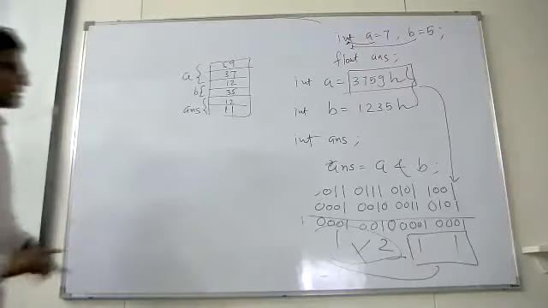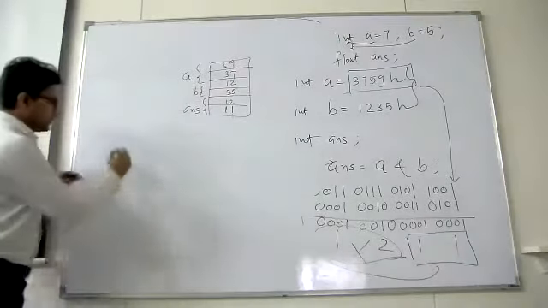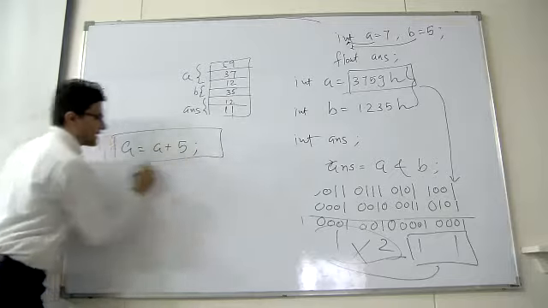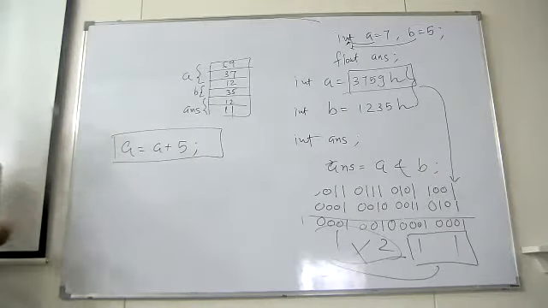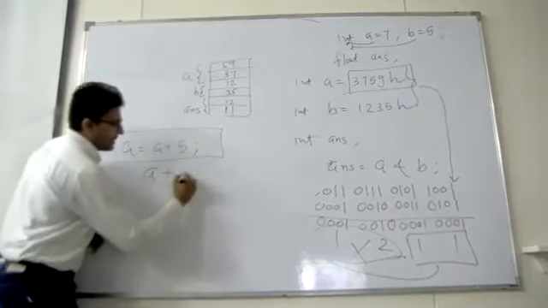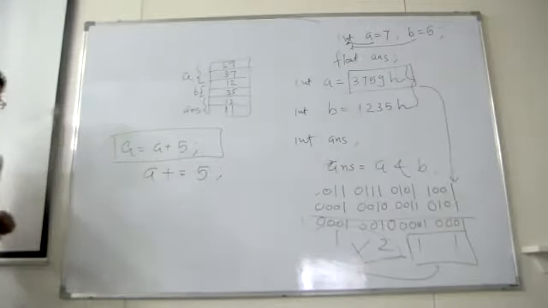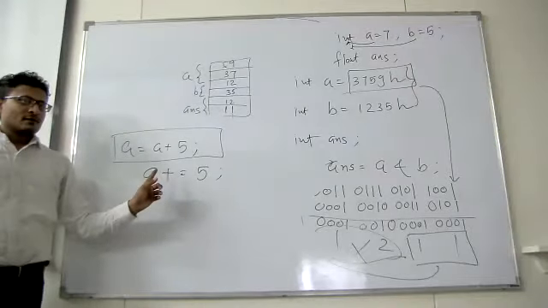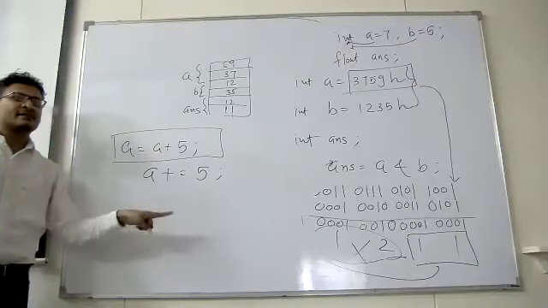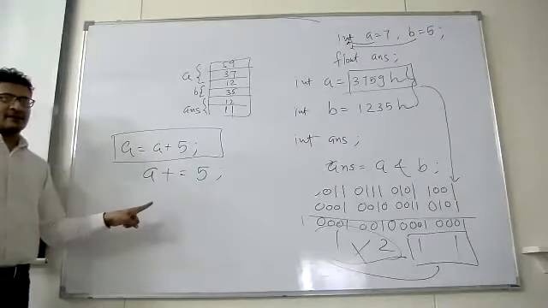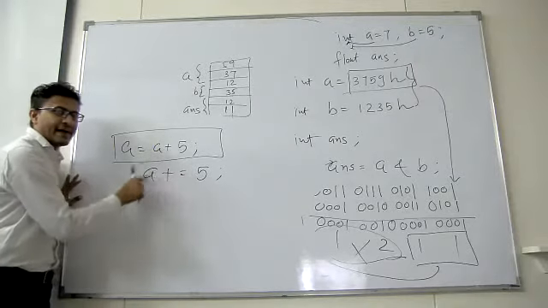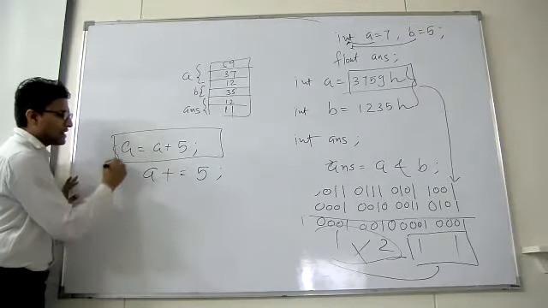Now, what is the short method to write this equation? Suppose I am writing this equation A is equal to A plus 5. A plus equal to 5, very good. So this is the short method to perform an operation with the same operand. It means that A is equal to A plus 5; these two are the same.